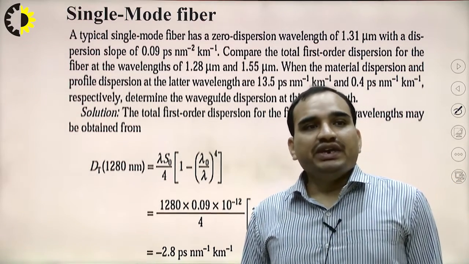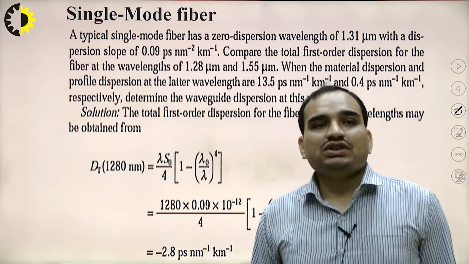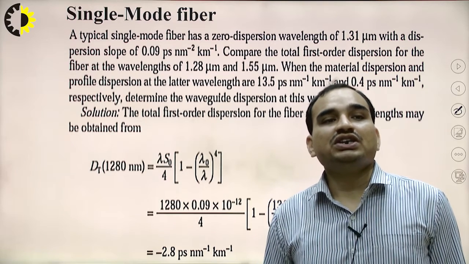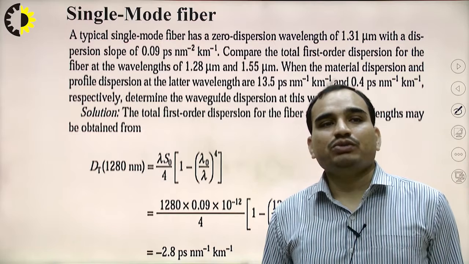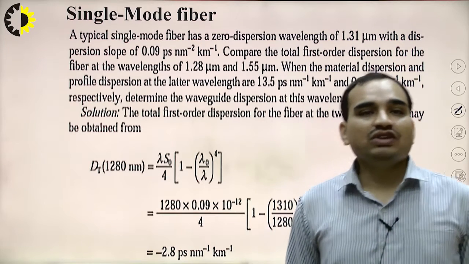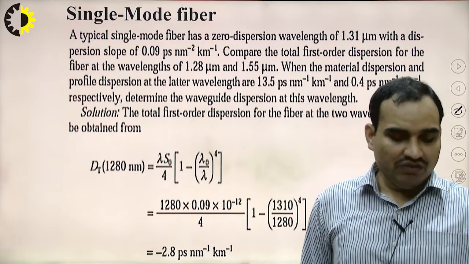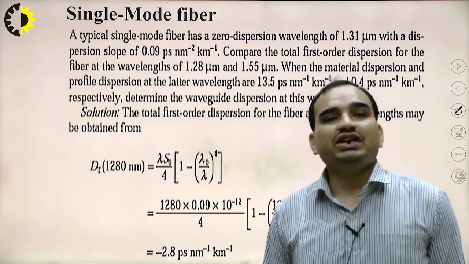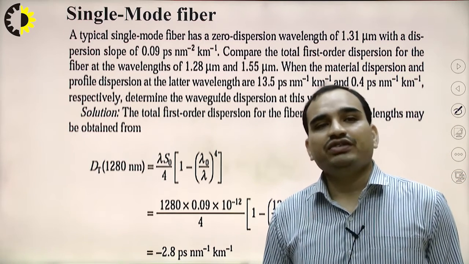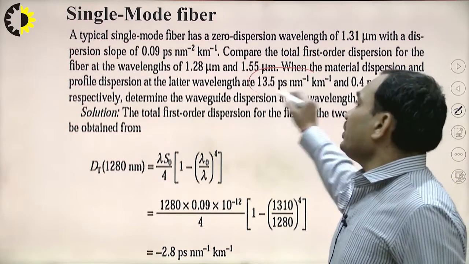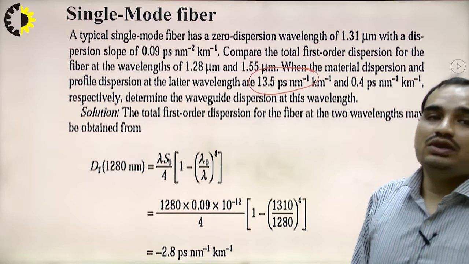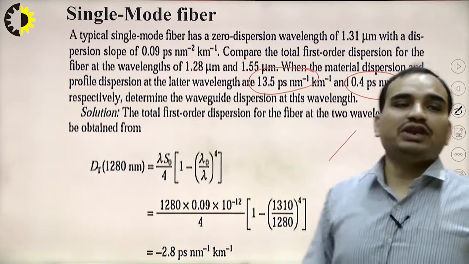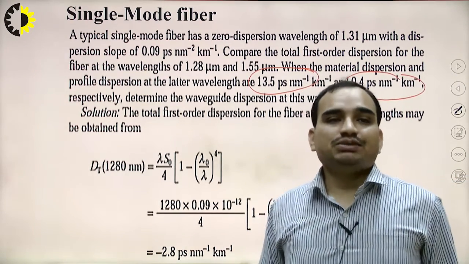Here is one more numerical. A typical single mode fiber has a zero dispersion wavelength of 1.31 micrometer with a dispersion slope of 0.09 picoseconds per nanometer square per kilometer. Compare the total first order dispersion for the fiber at the wavelengths of 1.2 and 1.55 micrometers, when the material dispersion and the profile dispersion at the latter wavelength are 13.5 picoseconds per nanometer per kilometer and 0.4 picoseconds per nanometer per kilometer respectively. Determine the waveguide dispersion at this wavelength.